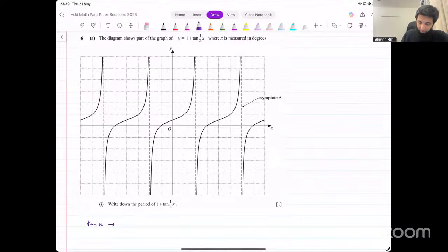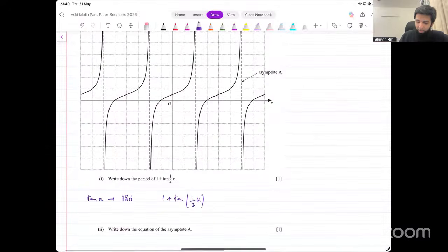It's in degrees. Okay, so that's 180 degrees. When they do 1 plus something, that is just going to do a vertical translation, right? The graph is going to move 1 unit in the upwards direction. Period is going to change because of this half x. So x is divided by 2. What does that tell you about the period of this graph? When you divide x by 2, what happens to the period? Period gets multiplied by 2. So its period is going to be 180 multiplied by 2, which is 360.